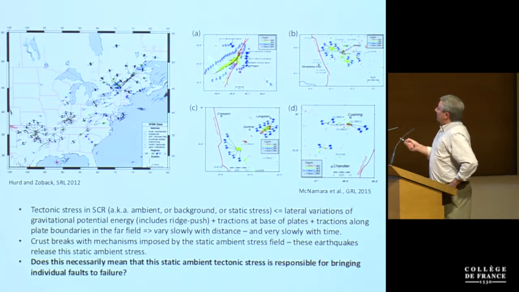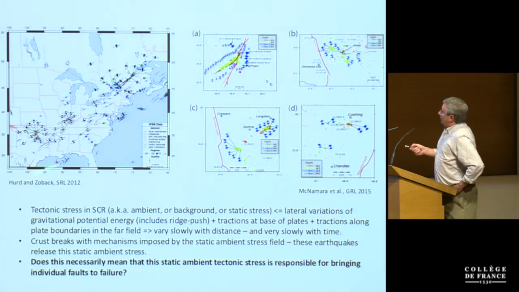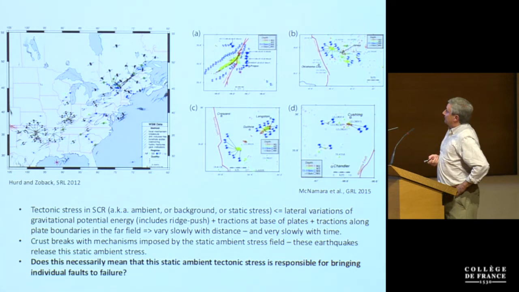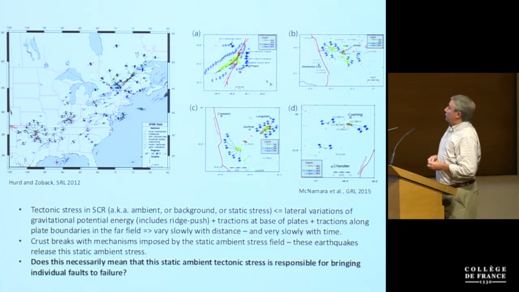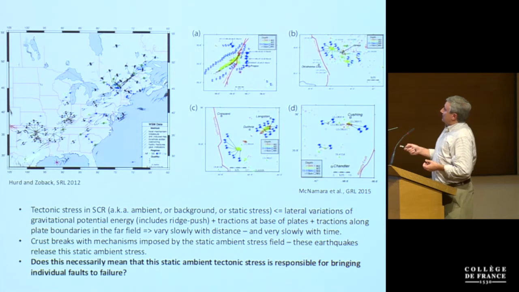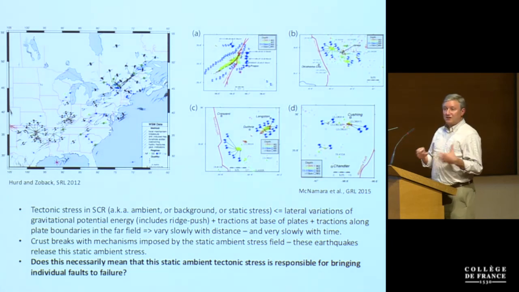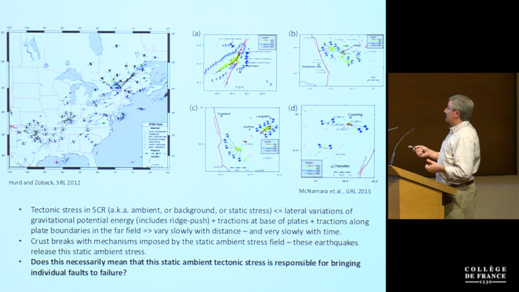This here is a map of stress direction from this paper by Hurd and Zoback, derived from some of them, not all of them, from earthquake focal mechanisms. You can recognize the beach balls that Peter was showing earlier. So this is a plate-wide view, if you want, of the stress field in eastern North America. And what strikes me here is that the stress field is very consistent over very long distances.